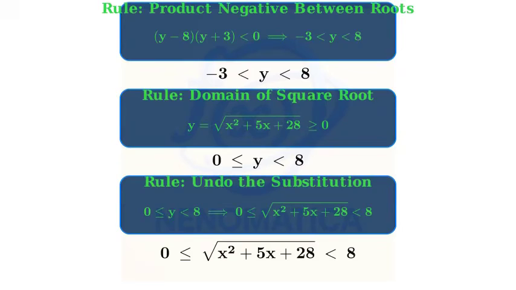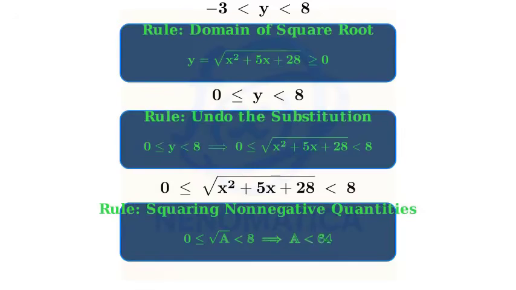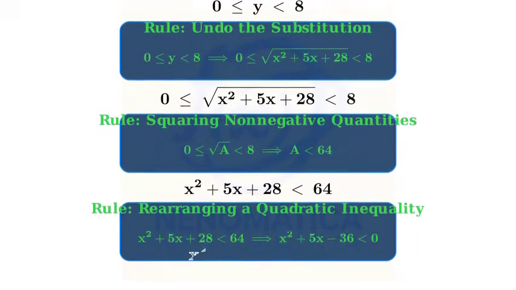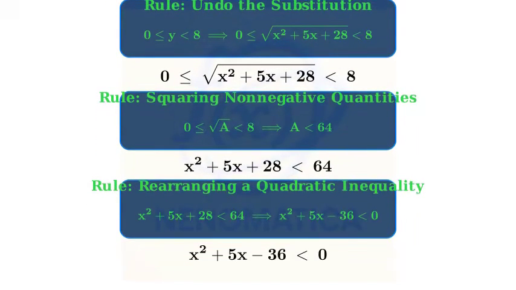Step 8. Since the square root is non-negative, we can square the right-hand inequality safely. This yields x squared plus 5x plus 28 is less than 64. Step 9. Bring all terms to one side. We obtain x squared plus 5x minus 36 is less than 0.